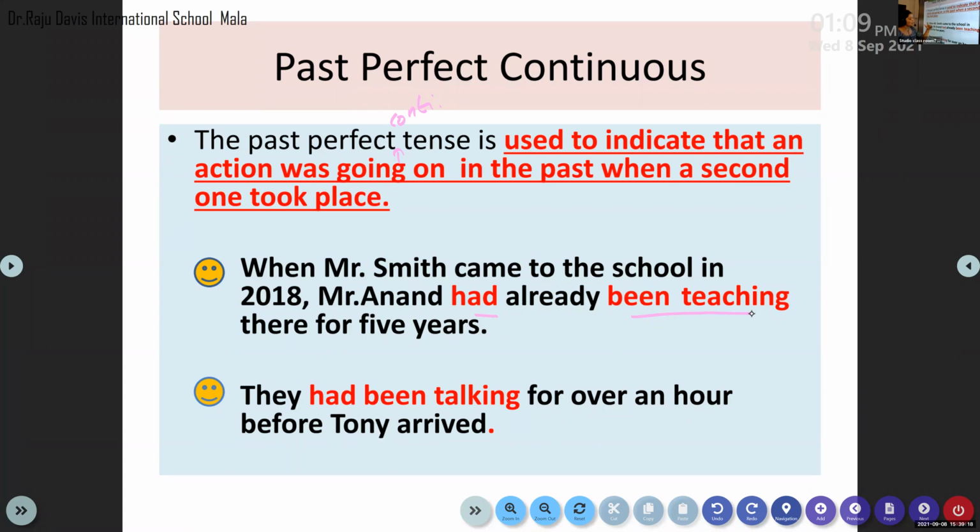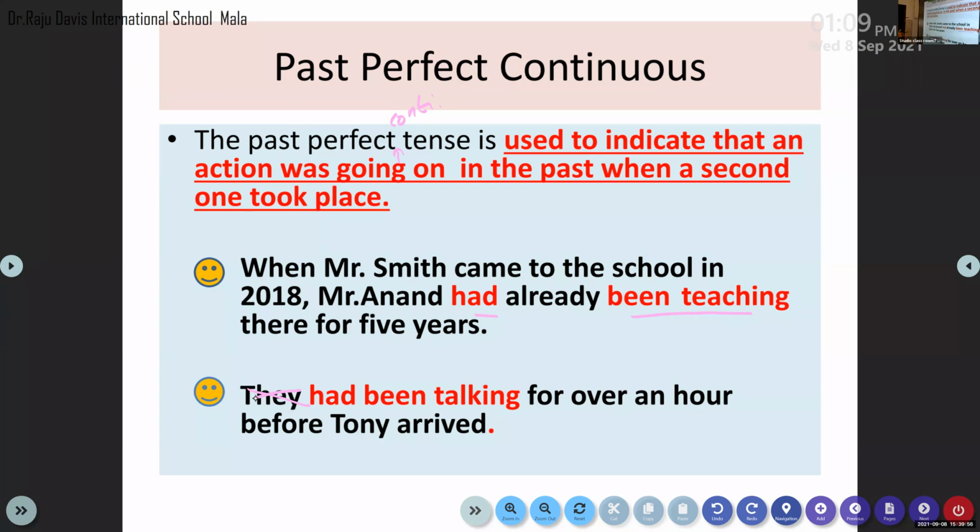They had been talking for over an hour before Tony arrived. Let us cut this. I am going to label this as Fidel and one more person who is here, Namasya. Fidel and Namasya had been talking for an hour. So after an hour of their conversation only, Tony arrived into the scene, right? Which action happened first? Ma'am, Fidel and Namasya were talking first.